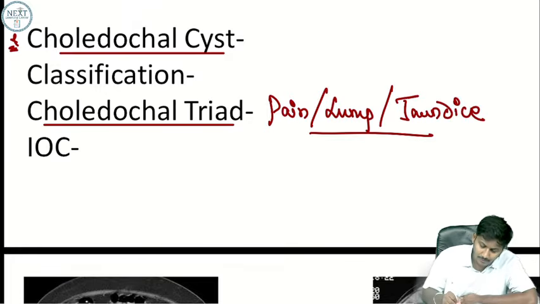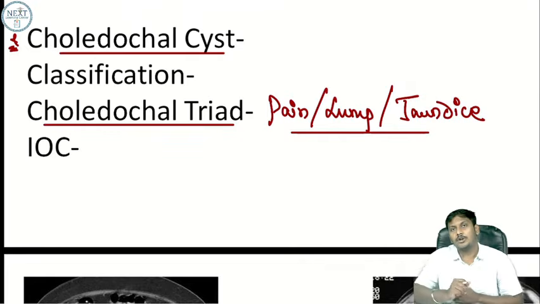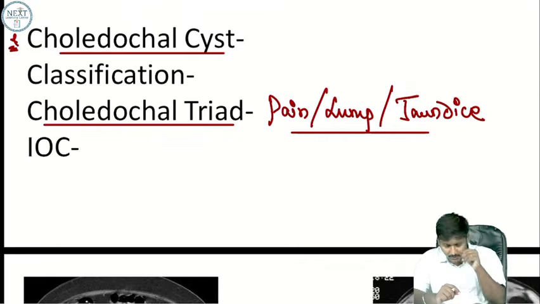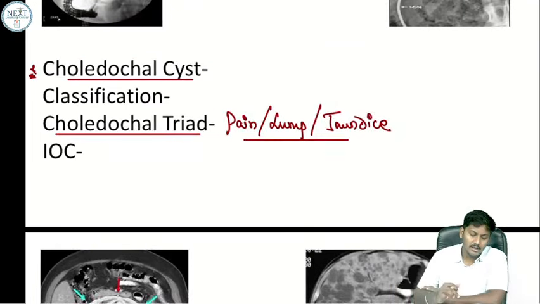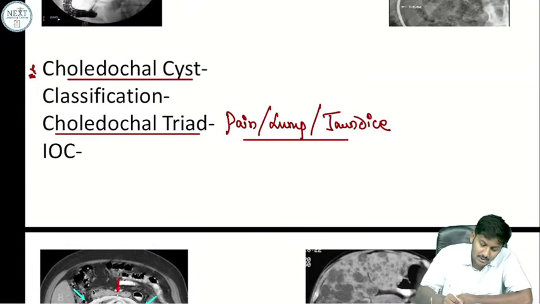Important, let me know in the chat box, beta: pain, fever and jaundice is called which triad and seen in which condition? Let me know in the chat box. So here the lump, beta, is palpable because of the cystic dilatation of the bile ducts.